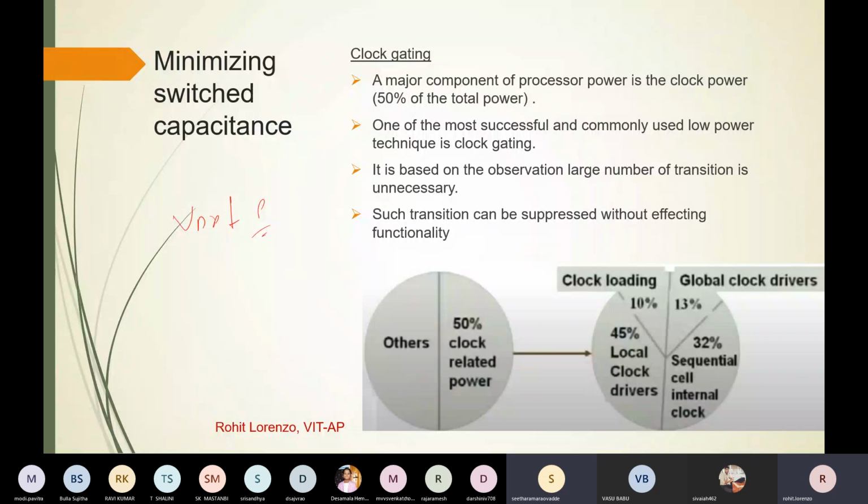Okay, we'll come to the next slide. The clock loading is associated with local clock drivers, sequential cell internal clocks, global clock drivers, and clock loading. What we are doing in this technique, I am simply telling.